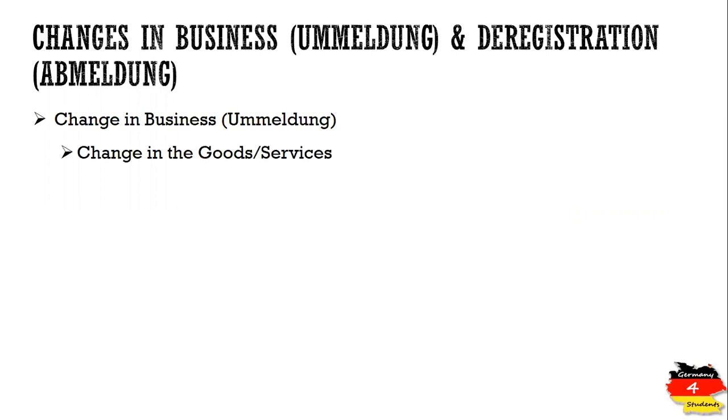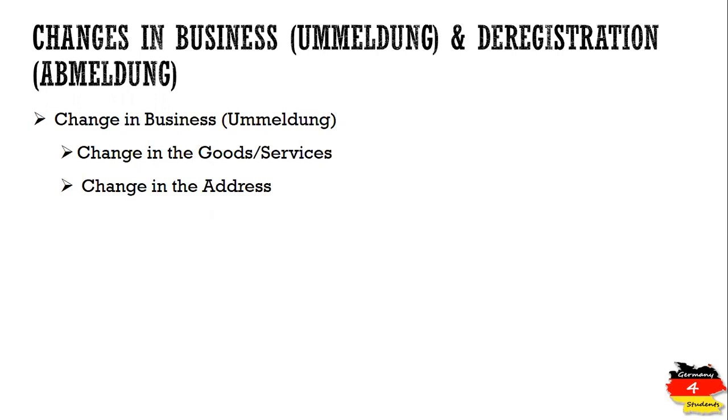So now let's see the scenarios under which you have to register changes in your business. If there is any change in the goods or services that you are providing, you have to register the changes, and this process is called Ummeldung. As I gave an example in the beginning, if you started with a business of towels and you have mentioned in the business description of activities that you will sell towels, and at a later stage you want to include also bed sheets, for example, then you have to get it updated, and this will cost money.